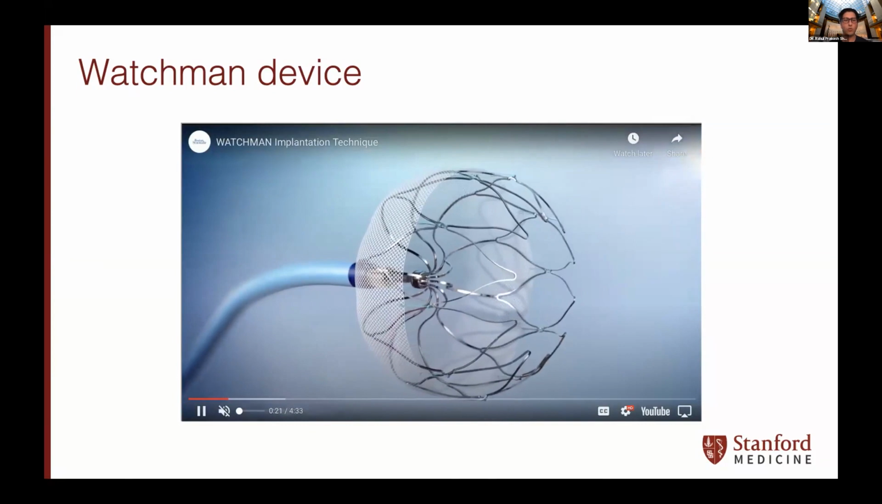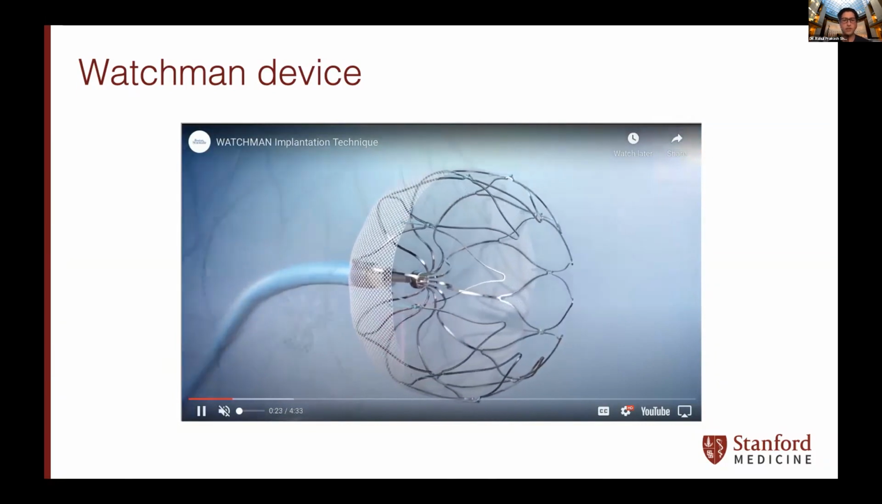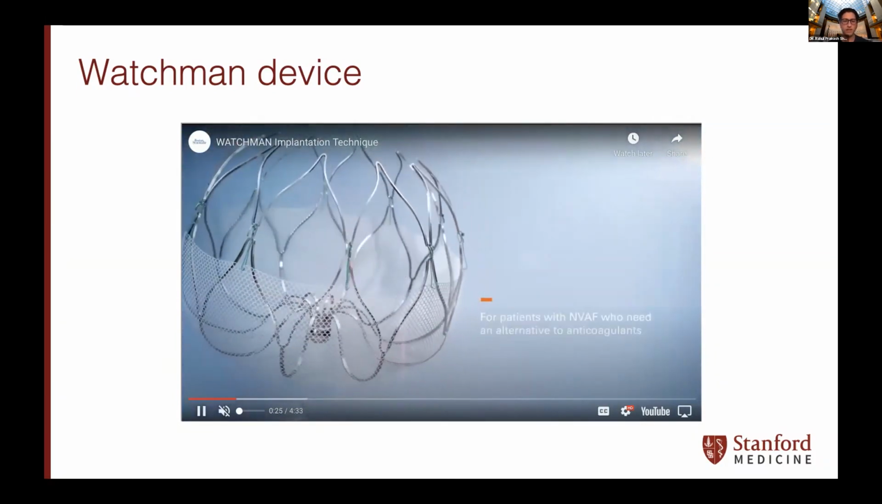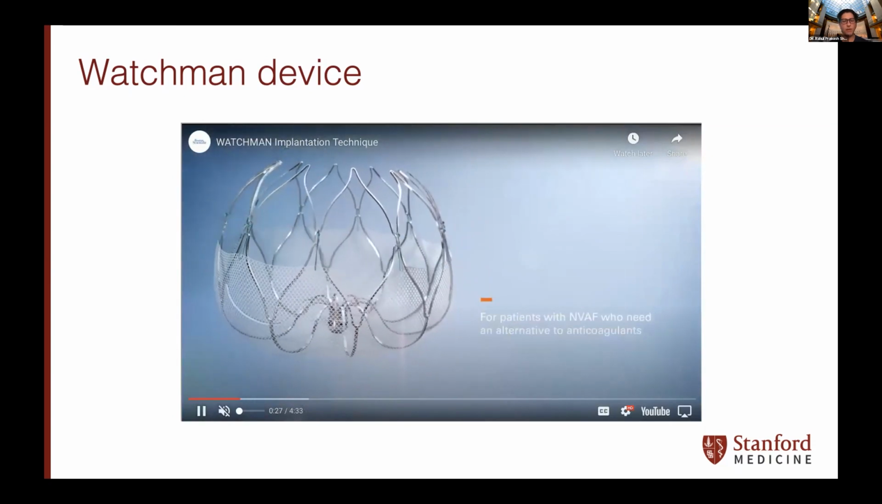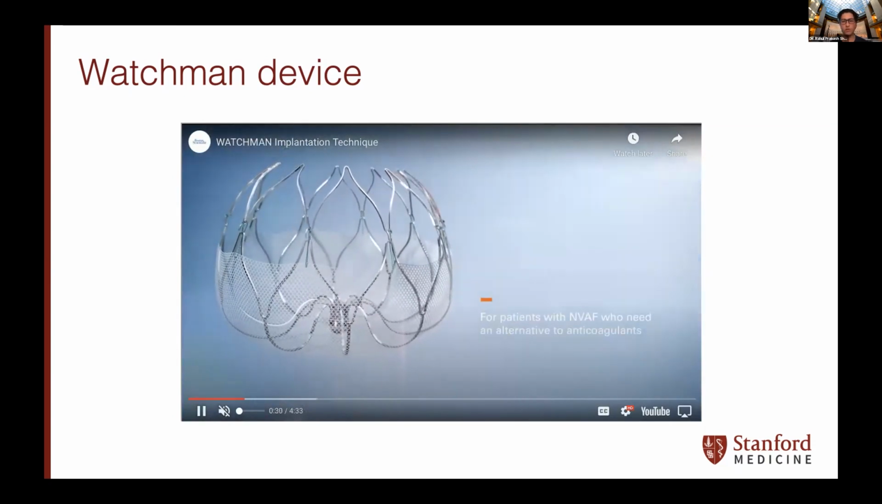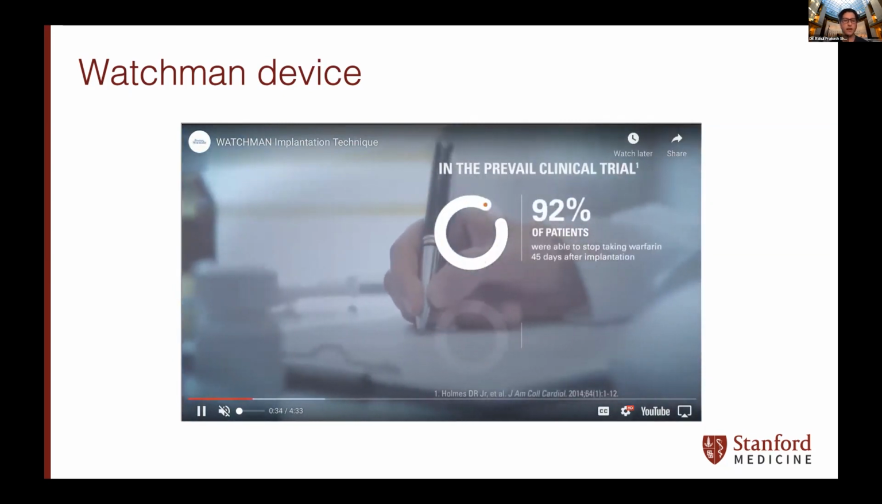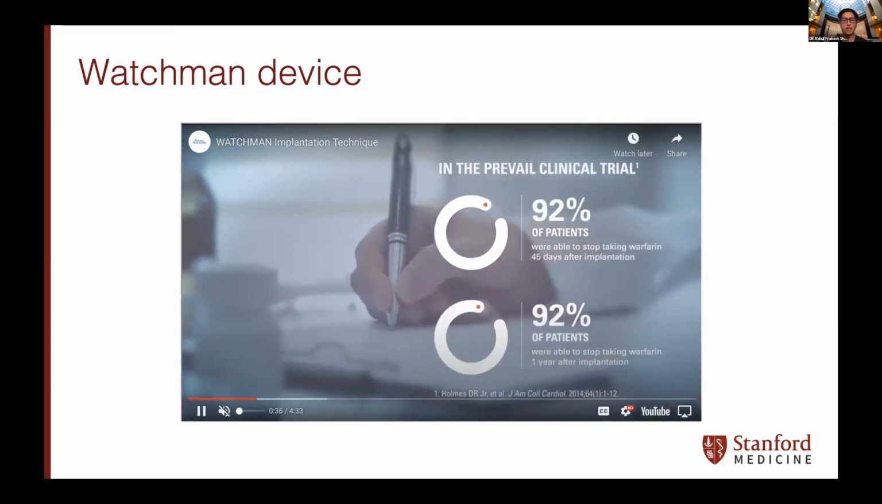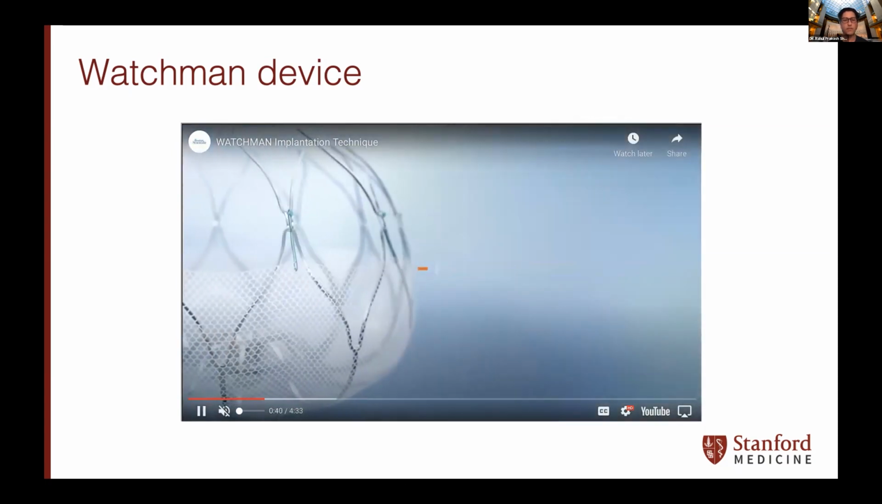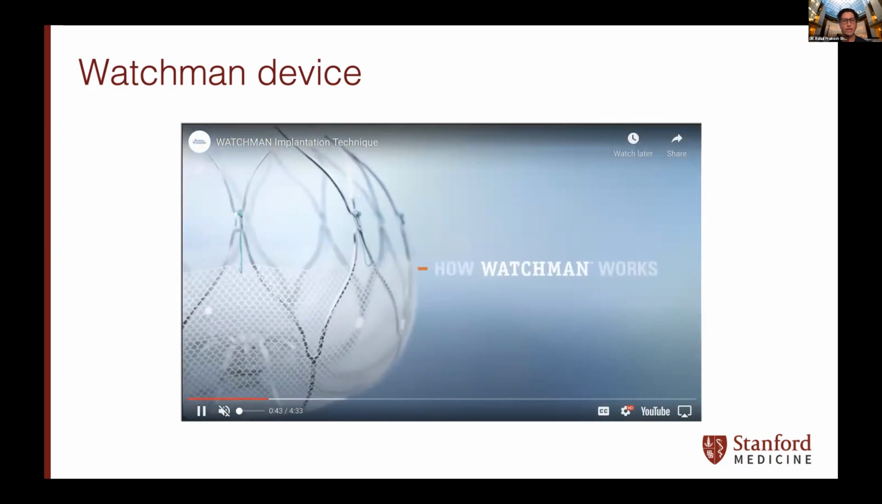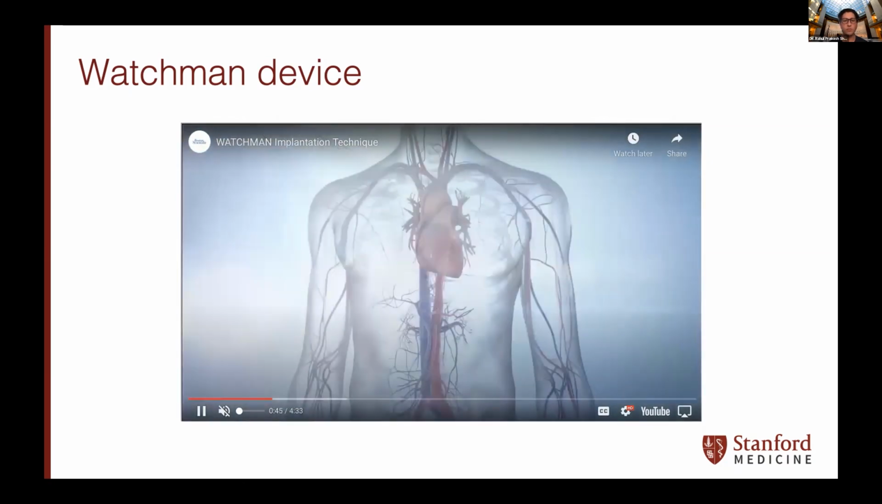This device is called a Watchman device. And there's a new version of this device, which we have at Stanford, which is a device that we implant through a minimally invasive approach, through a vein in the leg, and attempt to put it into the heart to reduce the risk of stroke. The advantage of this is that once implanted successfully in over 90% of patients, there is no longer a need to take blood thinners in order to prevent the stroke.